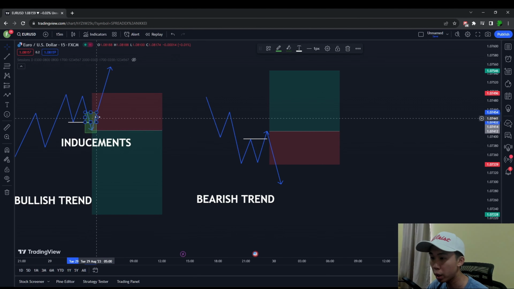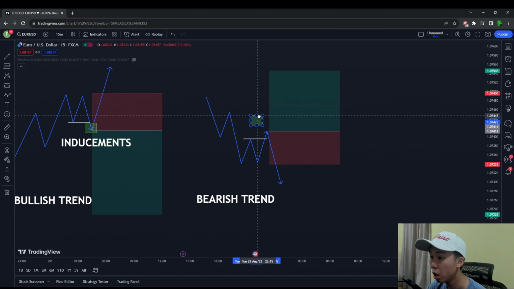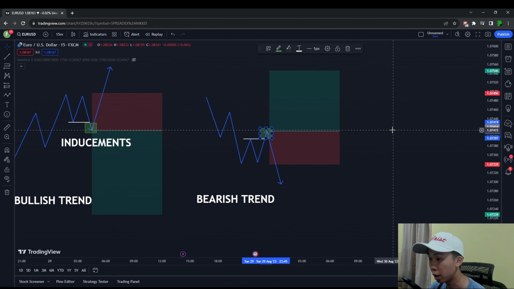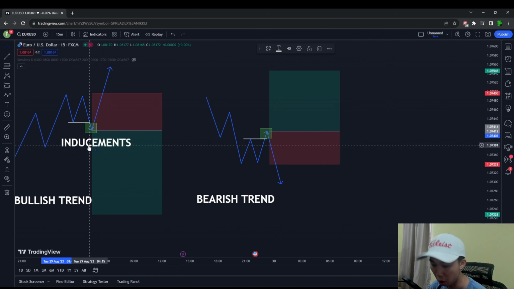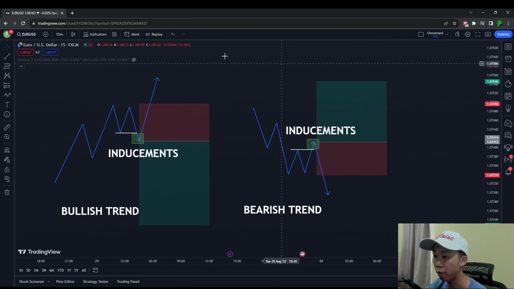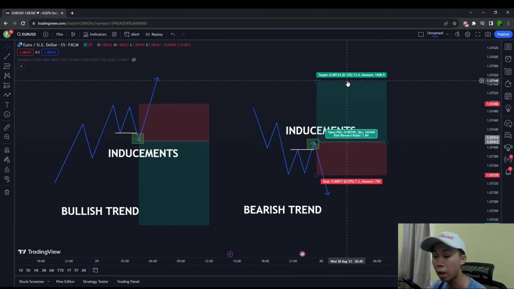So this is what the banks usually love to do. They love to trap the retail traders in their direction, and they catch their stop loss and proceed with the real move. So this is inducements. I hope all of you have understood the basic diagrams of how inducements work, because you need to understand this before we proceed to the next phase, which is going to the live charts.